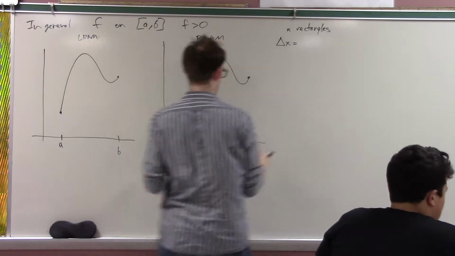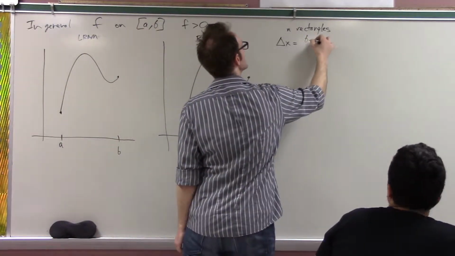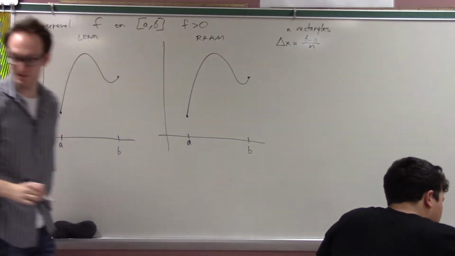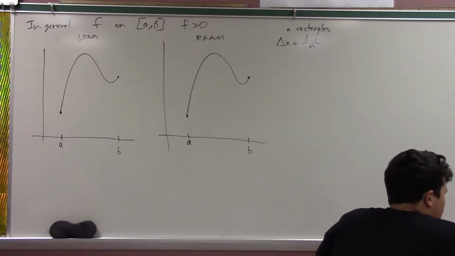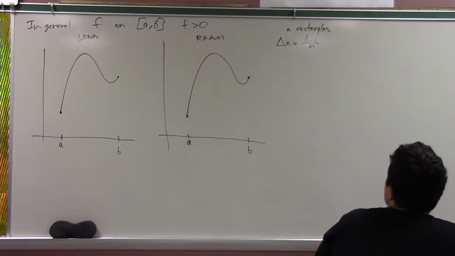It's going to be the total width, which is b minus a, divided by the number of subintervals n. So delta x is b minus a over n. Everybody cool with that? So now we're back to equal width for the moment. All right, so we can draw some beautiful pictures.